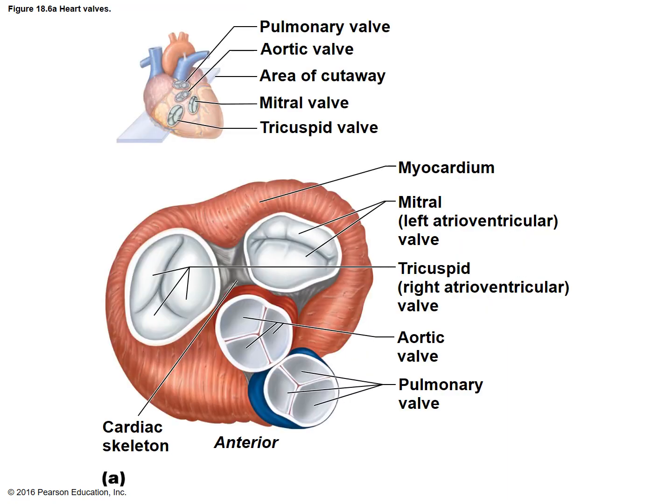Once again, here is a cross-section on this diagram. With the AV valves, you can definitely see the mitral or bicuspid has 2 cusps and the tricuspid has 3.